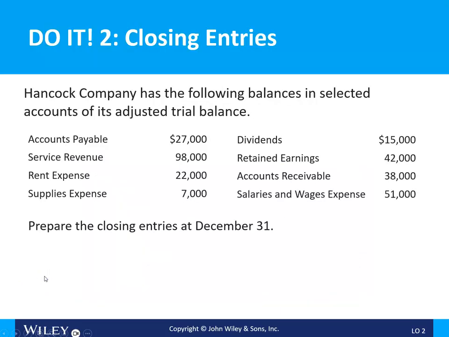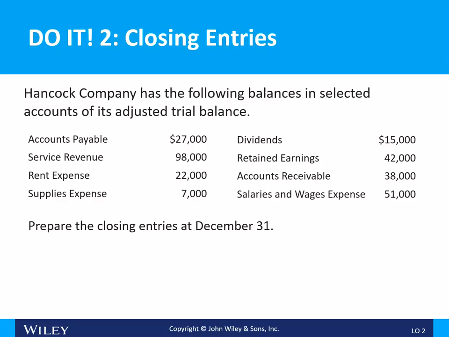Let's go through another example. Hancock Company has the following balances in selected accounts of its adjusted trial balance. So these are the balances after we've done the adjusting entries. We're supposed to prepare the closing entries at December 31st. What is the first closing entry we do? We're going to close revenue to income summary. So that'll be the first one.